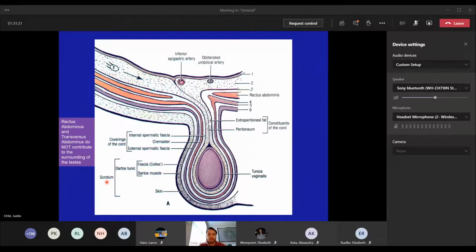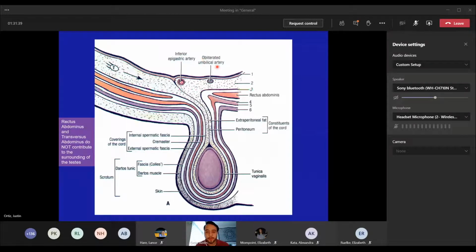Again, rectus abdominis and the transversus abdominis do not contribute to the surrounding testes, right? So again, your rectus abdominis, which is your abs basically, and your transversus abdominis, which are the things that are going transversely, do not contribute to the surrounding of the scrotum or the testes, right?